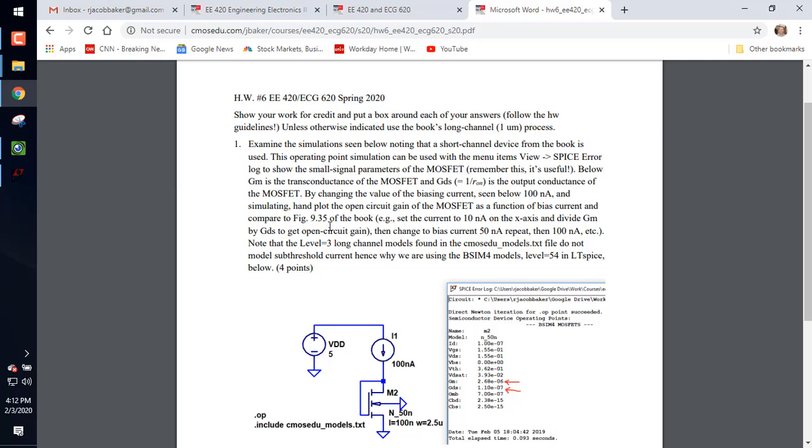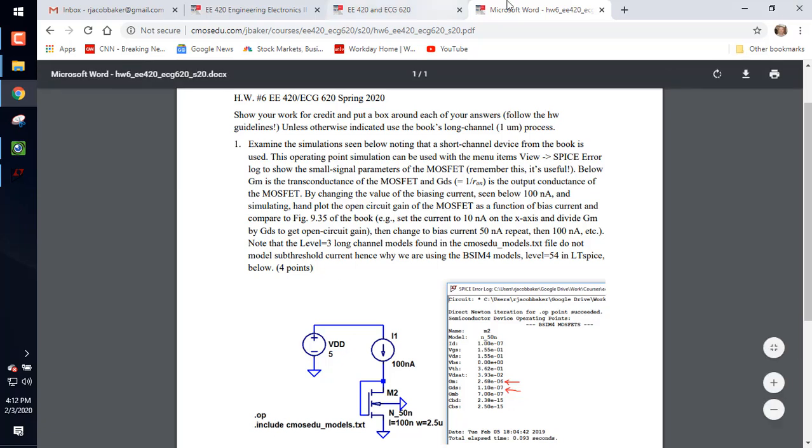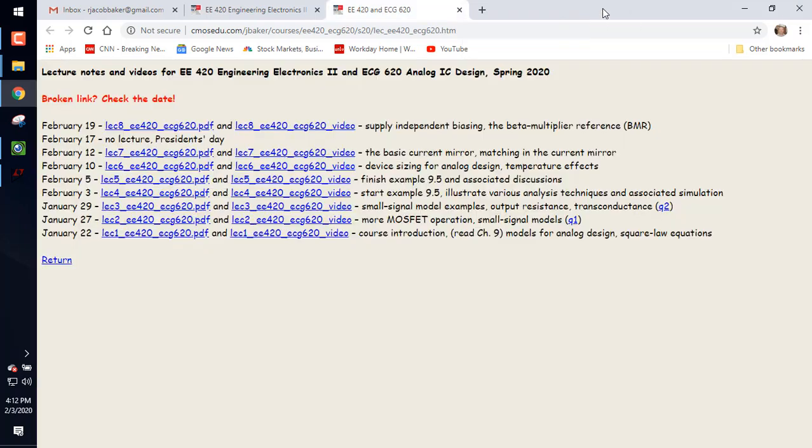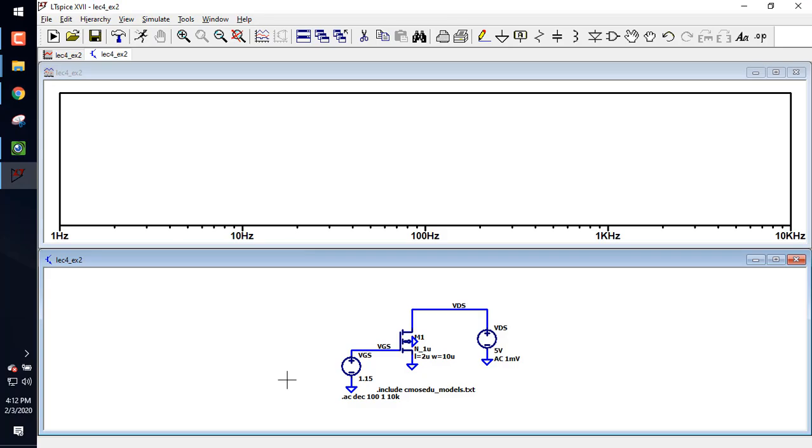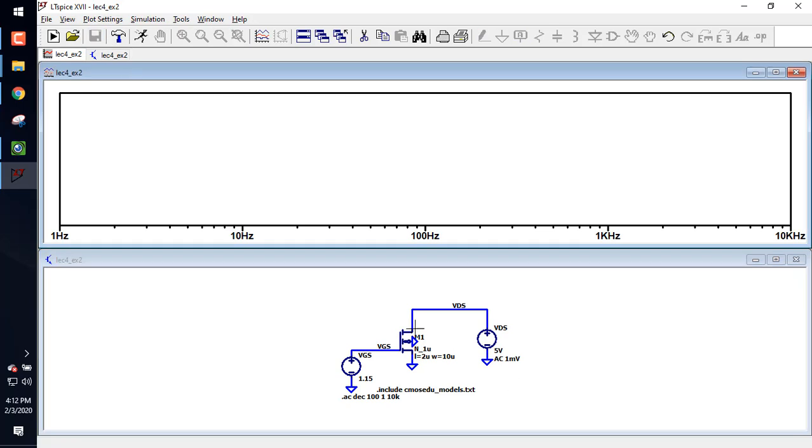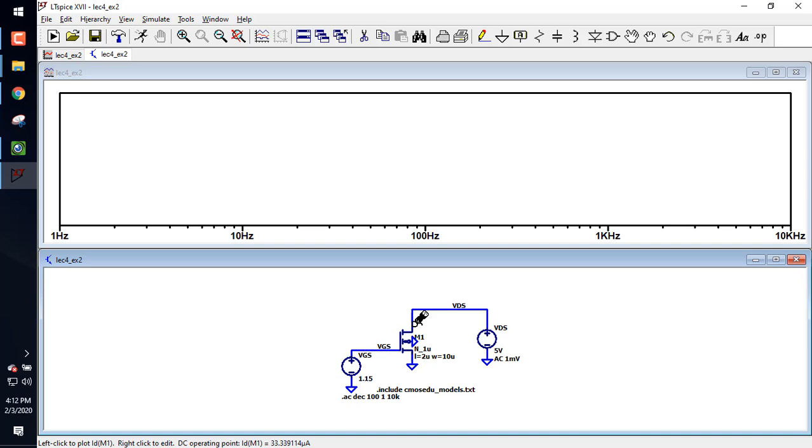Okay, so this is a short channel device. This is a .op, yes, there we go. Let's do that. Actually, I'll come back to that. So we're going to save, and then I'm going to look at the current on here, the DC. It still says 33 microamps, all right.